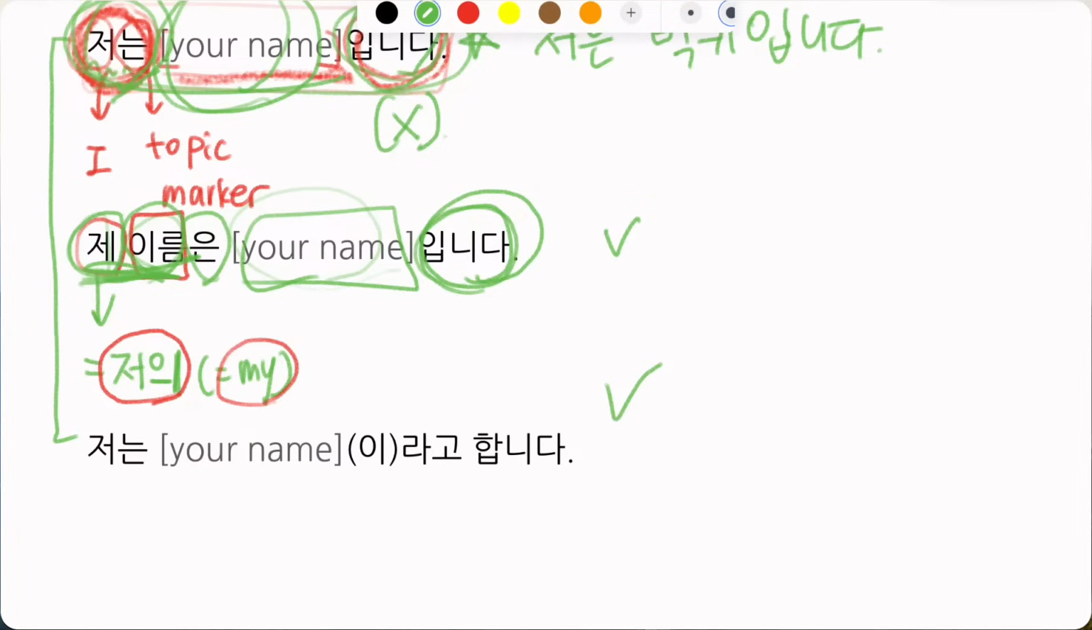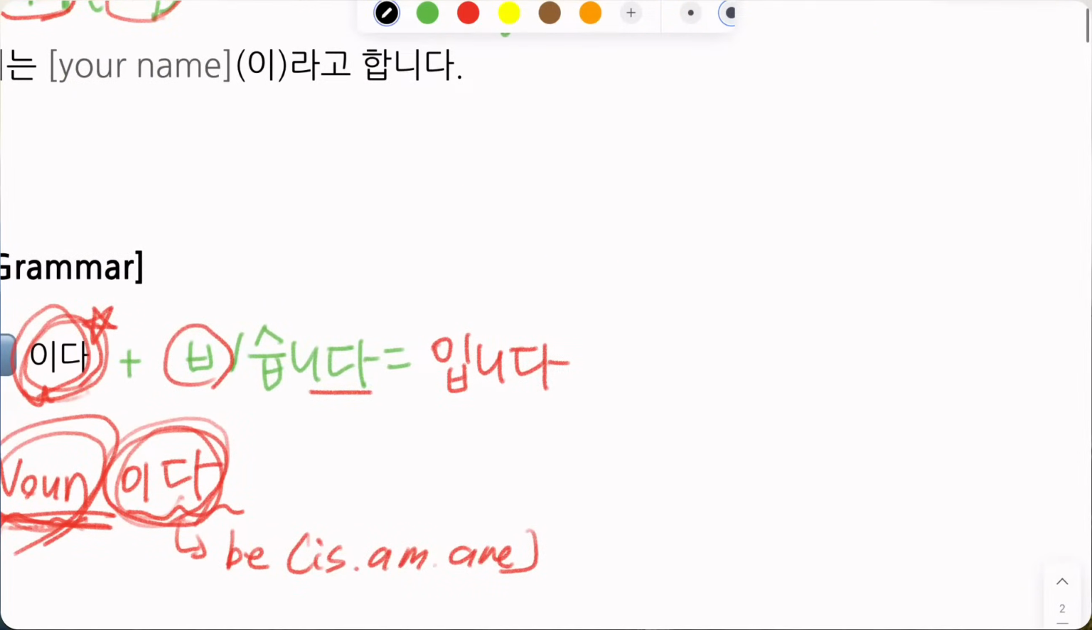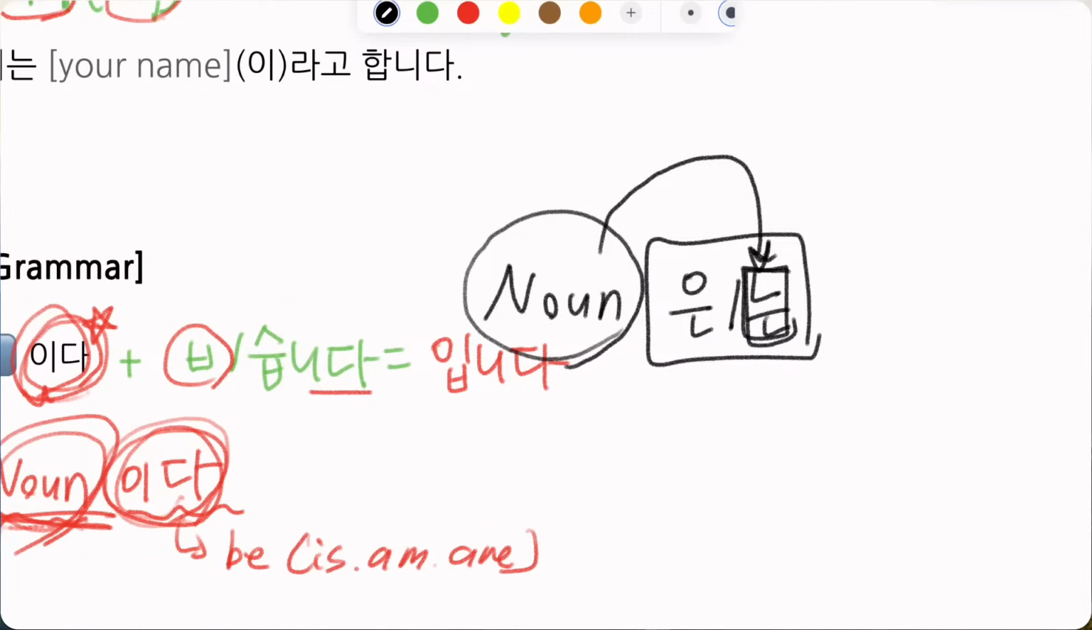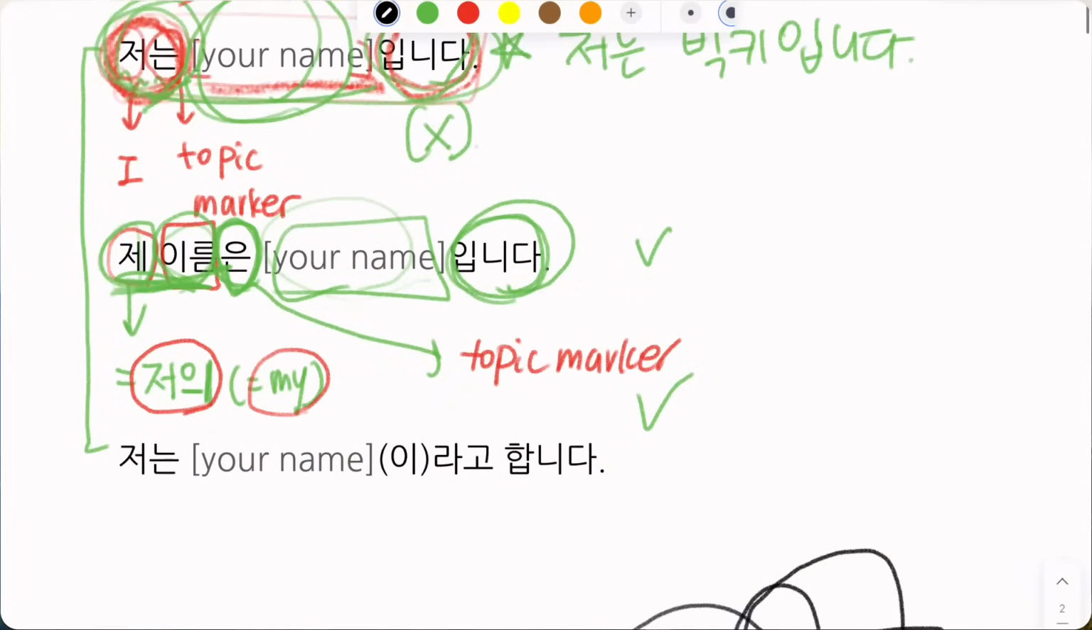제 이름은 now your name입니다. And this 은 is also a topic marker, guys. I forgot to put it here in this grammar section, but basically 은 and 는 both are topic markers, and it's used after a noun that functions as the main topic of the sentence. When the noun ends in a vowel, you mark it with 는. If the noun ends in a final consonant, you mark it with 은. 그래서 제 이름은, my name is blank.